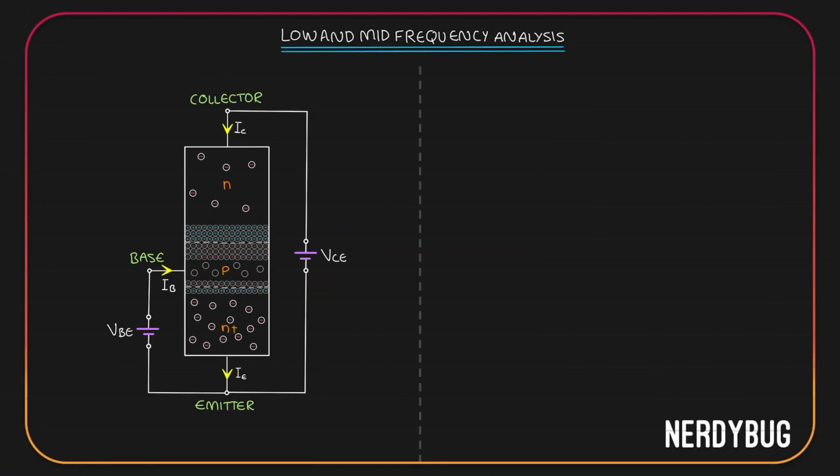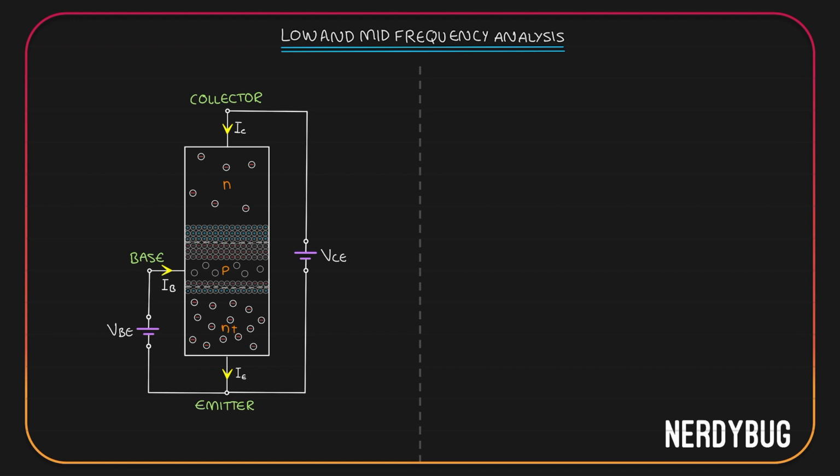First, let me explain to you why this is called the low and mid frequency analysis. For that, we have to go inside the transistor. You can see that at the base emitter junction, there are electrons on this side, holes on this side. In between, we have the depletion region where there are no charges. So basically, there is a separation of opposite charges.